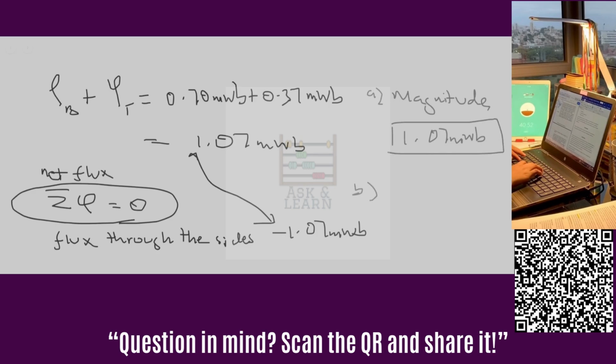And then part B, we have to find the direction of the flux through the curved surface. So the direction is going to be inward.